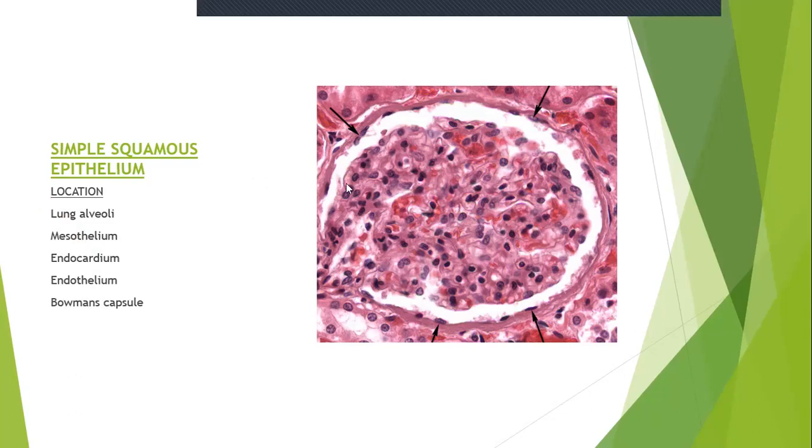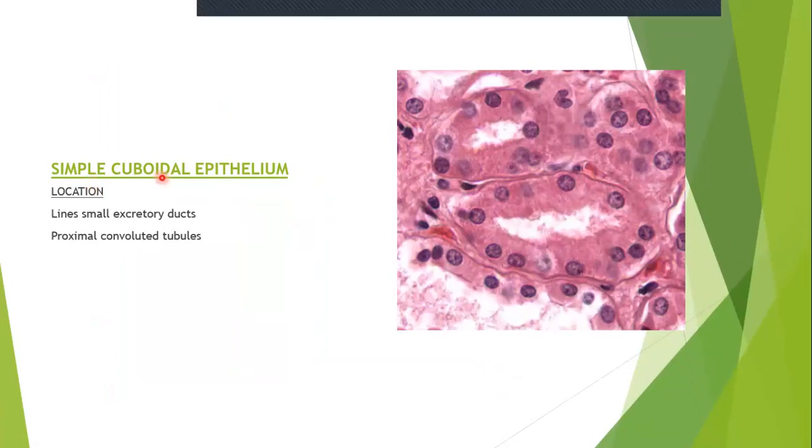So let's continue. Simple cuboidal. It usually lines the small excretory ducts and the proximal convoluted tubules of the kidney. So here you can see this is a basement membrane here. As you can see, it is one layer. And you can see the nuclei are rounded. So this is simple cuboidal epithelium.